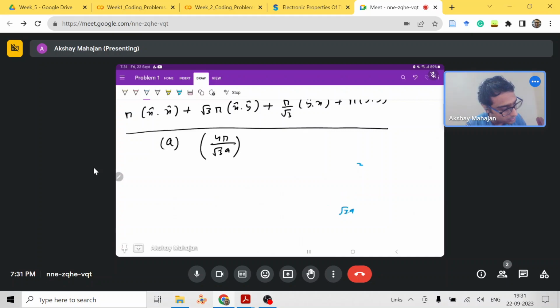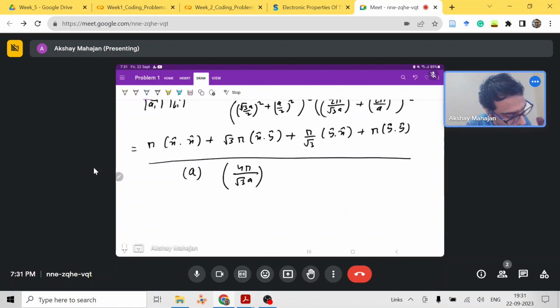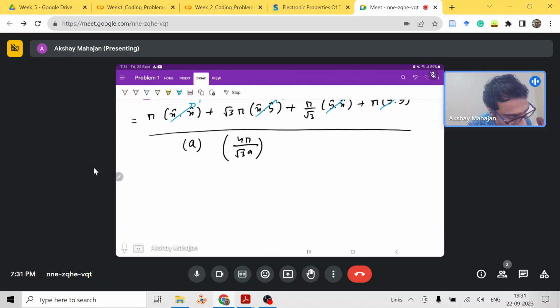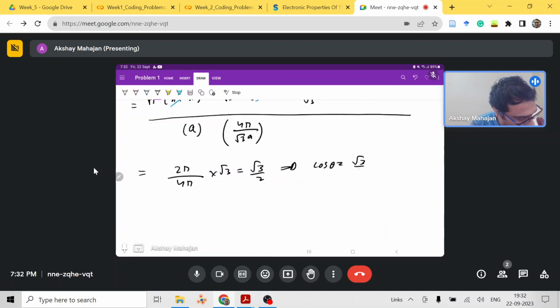Let me just cut it out. Alright, and also if we solve it, x cap dot x cap will be 1, y cap dot x cap is 0, and this will be 1. So what are we left with? We are left with pi plus pi, which will be 2 pi, and this will be 4 pi times root 3. So what we are getting here is 3 by 2, so cos theta is equal to root 3 by 2.